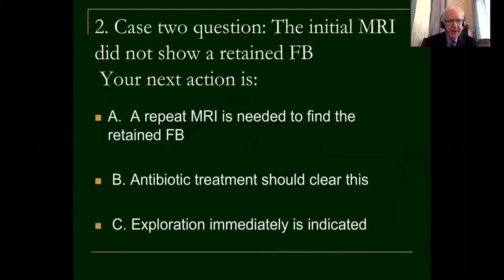So the case 2 question: the initial MRI did not show a retained foreign body. With this 5 days out and new swelling, your next action is A, a repeat MRI is needed to find the retained foreign body, B, antibiotic treatment should clear this, or C, exploration immediately is indicated. Everybody gets to vote and choose your first action. All of these may be applicable, but I'm asking what the first thing to do is. We'll see what kind of results we get in this group.